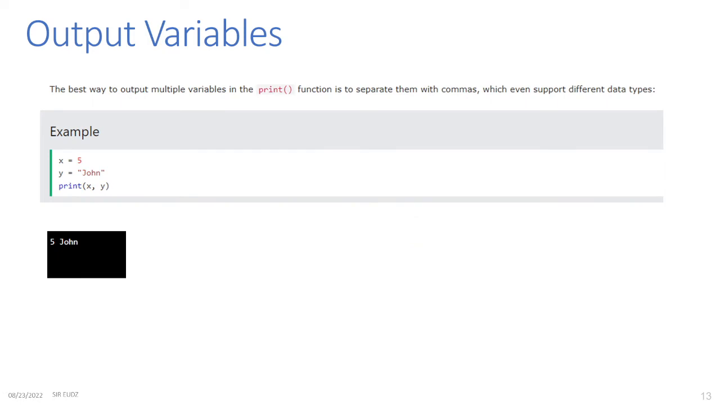The best way to output multiple variables in the print function is to separate them with commas, rather than using the plus, which even supports different data types. Just like in this case, if we have x equals 5, y equals John, and we print x, y, this will print 5 John.